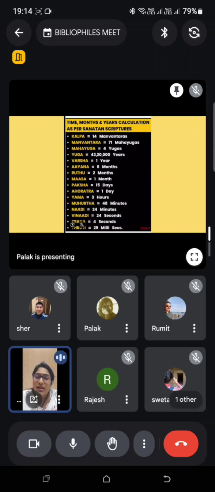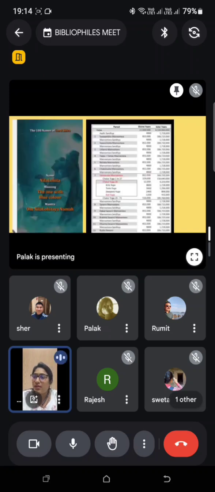So from this chart only I'll tell you that Varsha is 1 year, then Yug has 43 lakh 20,000 years, then one Mahayug is 4 yug, then one Manvantara is 71.43 Mahayugs. It is calculated like 1000 upon 4. Then one Kalpa consists of 14 Manvantars. So this is the classification in this. Are you able to see? This is the classification of the Kalpa, the right table, what is in the presentation.